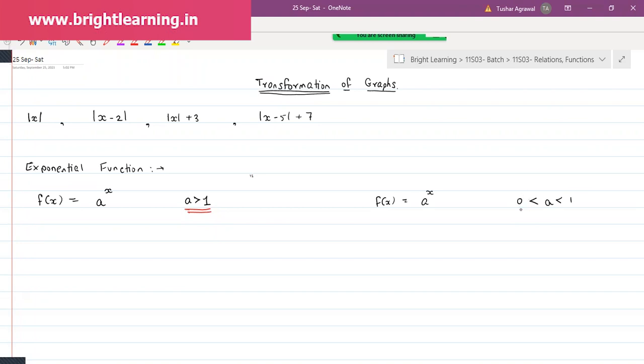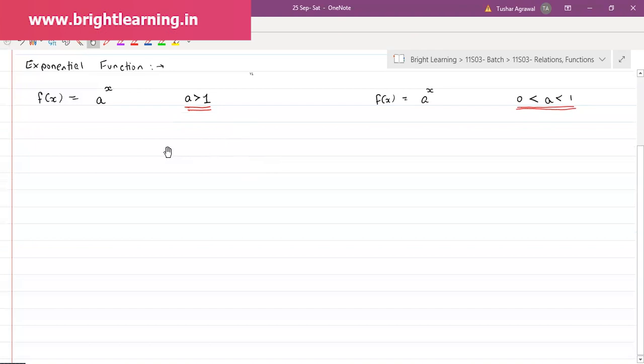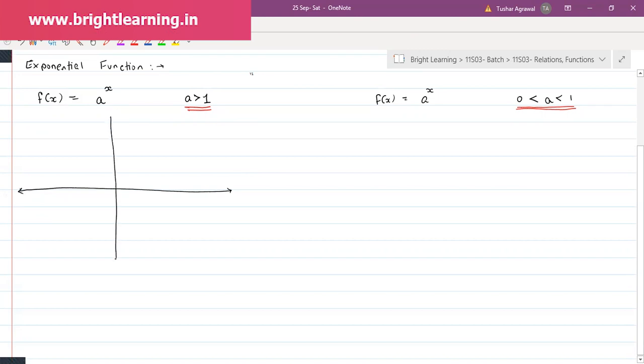Like logarithms, do you remember we used to take two conditions? The base of the logarithm lies in the interval between 0 and 1, or strictly greater than 1. So in these two cases we will draw the graph. This is my y-axis. Can you see that a raised to 0, when x is equal to 0, is 1? So the graph will pass through 1. This point is 0, 1. When x is equal to 0, the image will be 1, so this point will be on the graph.